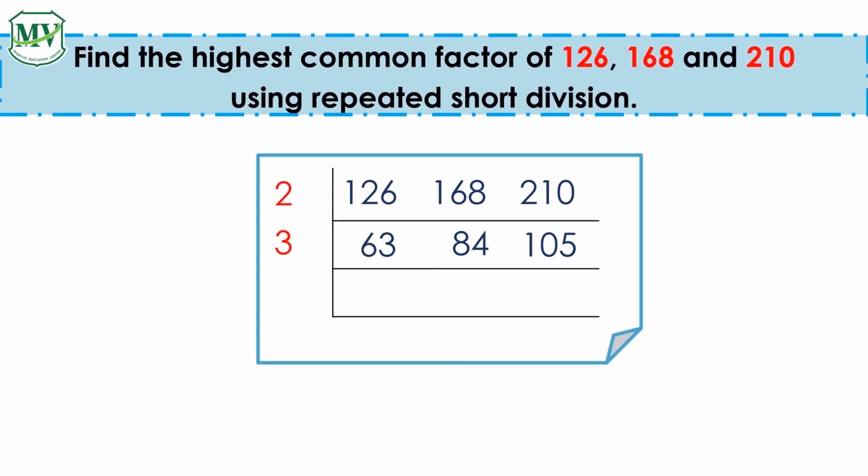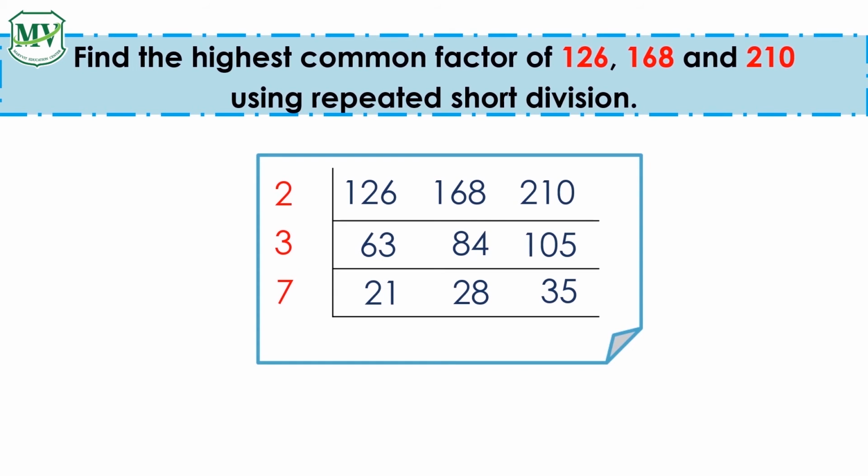63 divided by 3 equals 21. 84 divided by 3 equals 28. 105 divided by 3 equals 35. What prime number can divide 21, 28, and 35? You're fast! 21, 28, and 35 can be divided by 7.